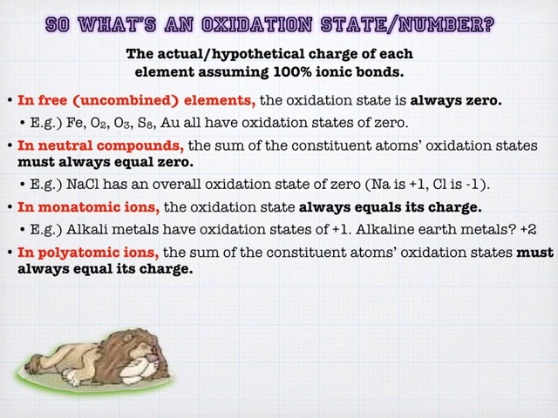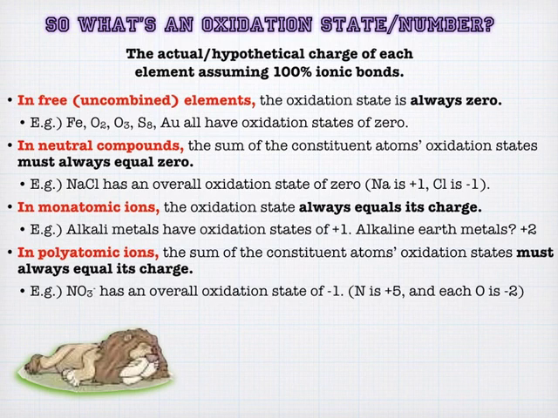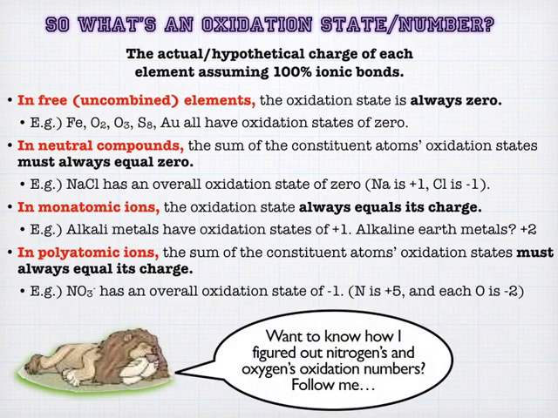And then polyatomics will want to have the overall charge that is listed. And so their oxidation states will line up to end up with that final positive or negative number. For instance, in nitrate, there's an overall oxidation state of negative one, or charge of negative one, and each oxygen is going to be a negative two. So X minus six equals negative one. Hence, X has to equal 5. Now, how did we figure out that nitrogen was a 5?